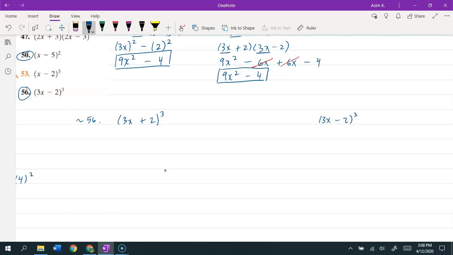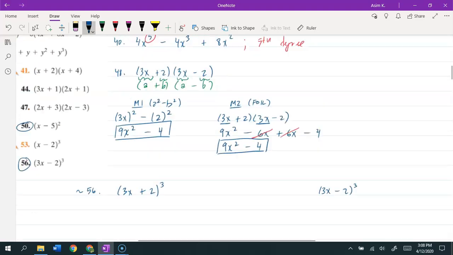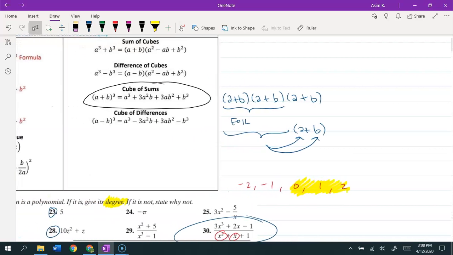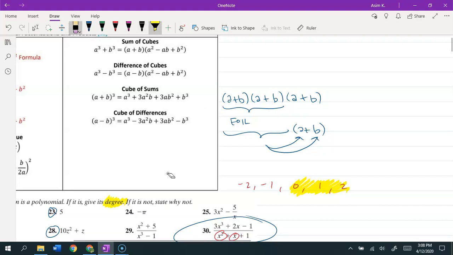So this part right here is known as the cube of sums formula and the cube of differences formula. So where exactly do those two stand? I just want you to see them. The cube of sums formula is right here, and the cube of differences formula is the one right below it.